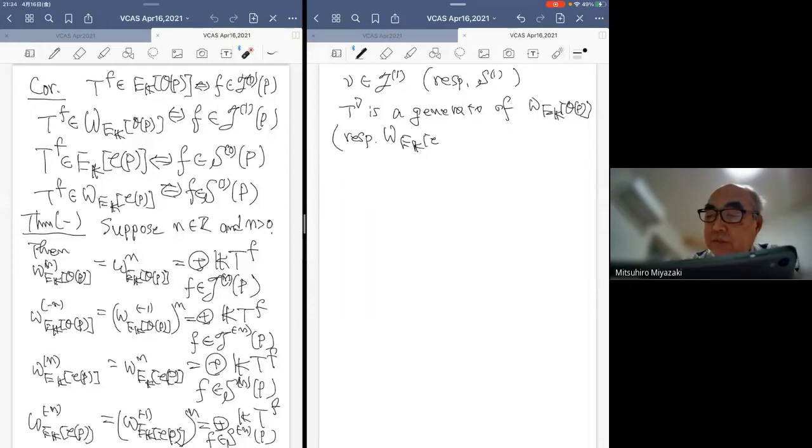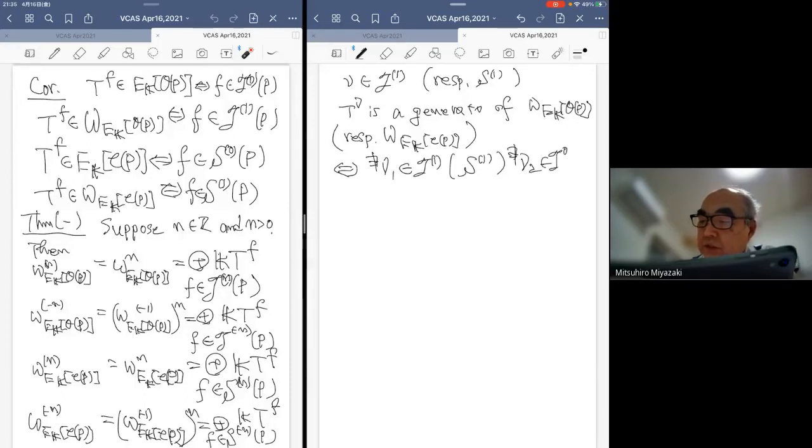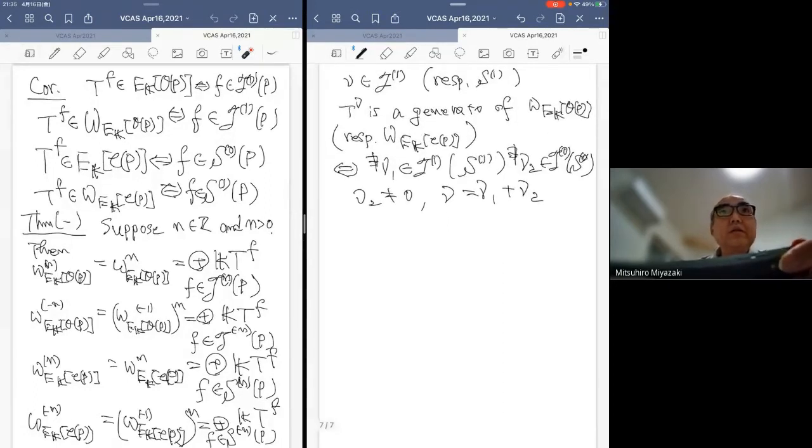EK CP, if and only if there are no mu1 in T1 or S1, and no mu2 in T0 or S0, such that mu2 is not equal to 0 and mu equals mu1 plus mu2. This is a very elementary fact.